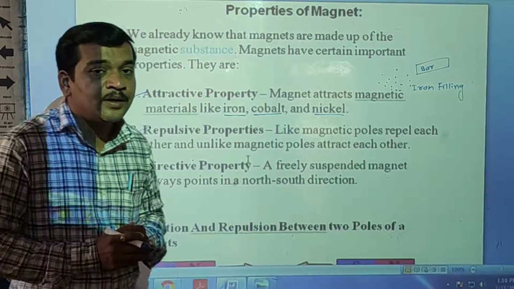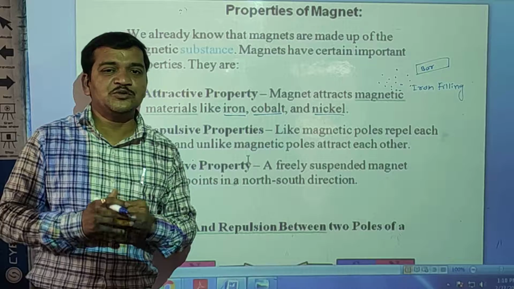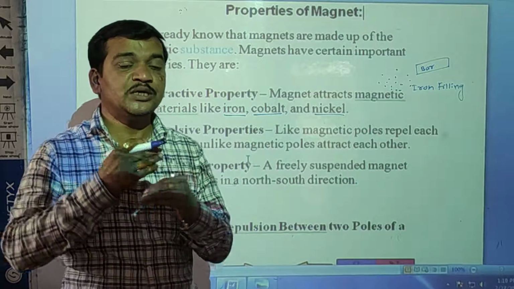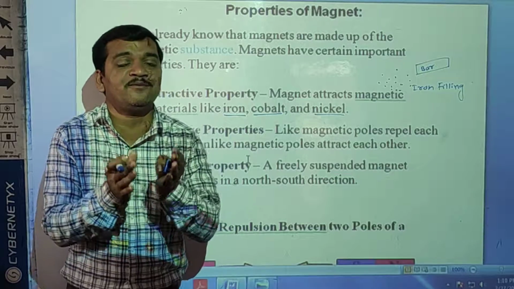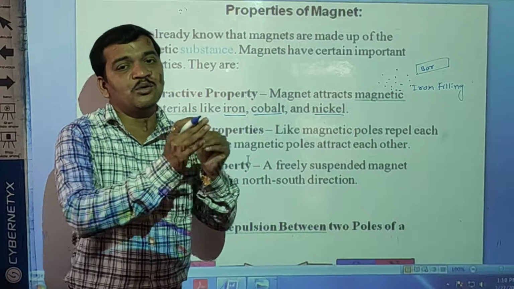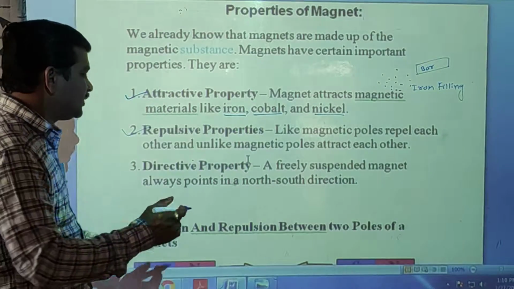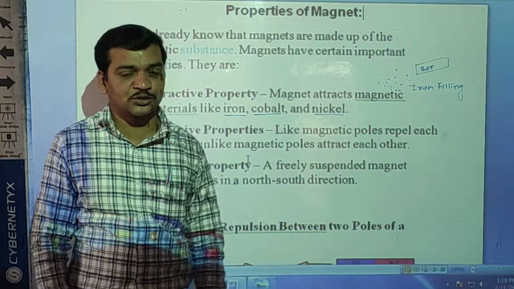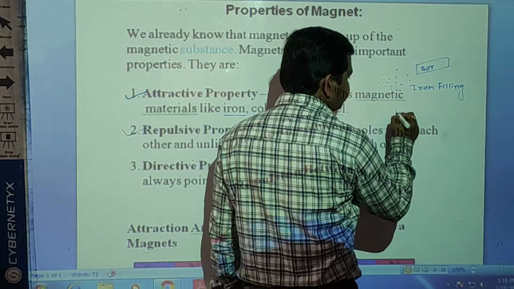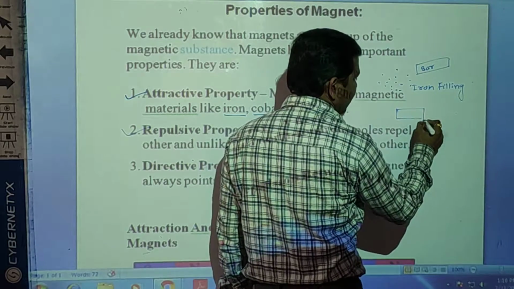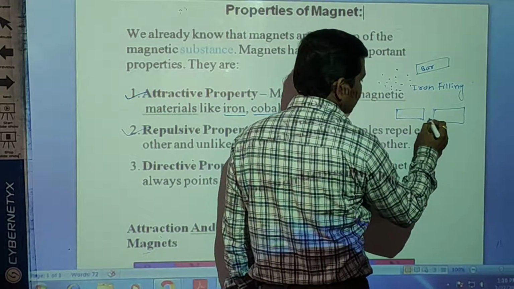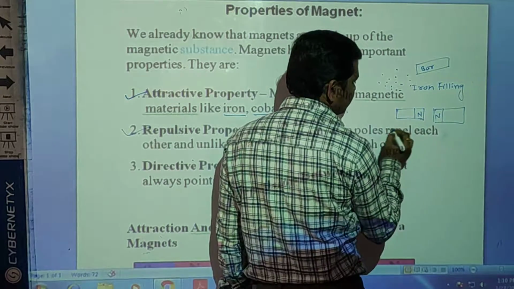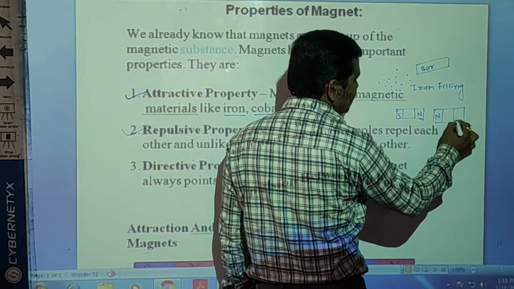So what is meant by repulsive? Repulsive means they repel each other. They repel each other because the same kind of poles are on both sides. So see here, the repulsive property of like magnetic poles. For example, this is the first magnet and this is the second magnet. So here one pole, here one pole. Here is north, here is north. Here is south and here is south.